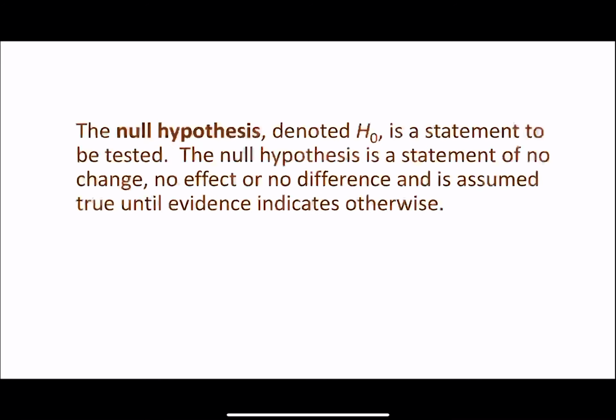So a null hypothesis is denoted with H. This is called H naught. That's how we read this. H naught is a statement to be tested. The null hypothesis is a statement of no change, no effect, or no difference. We assume that is true until the evidence indicates otherwise.